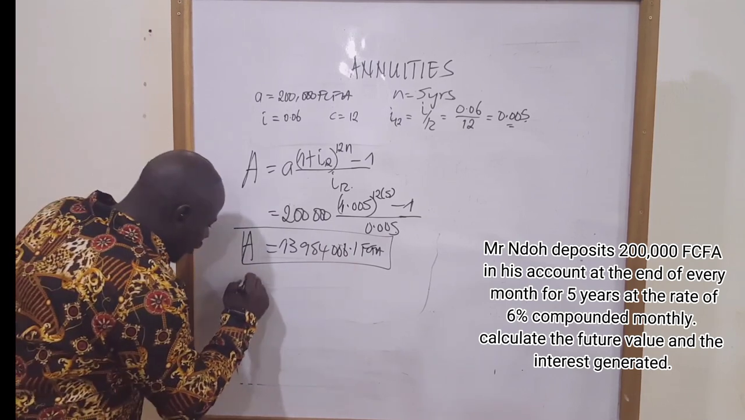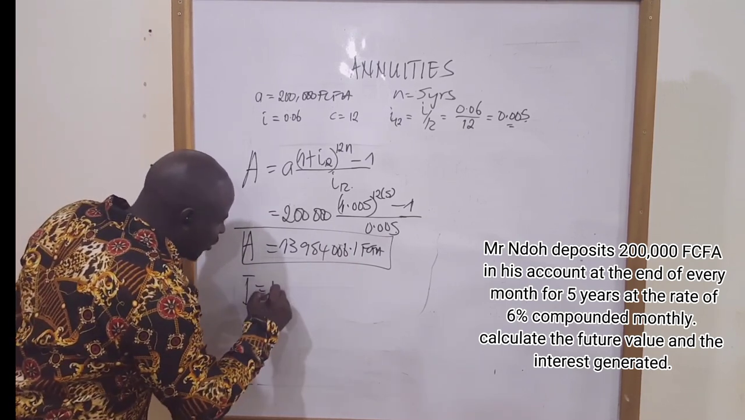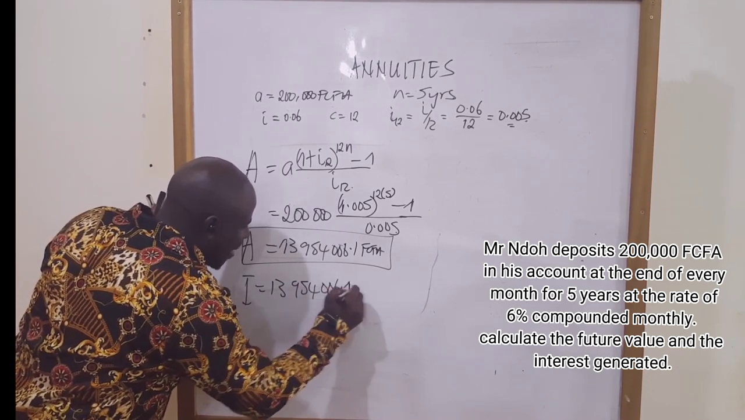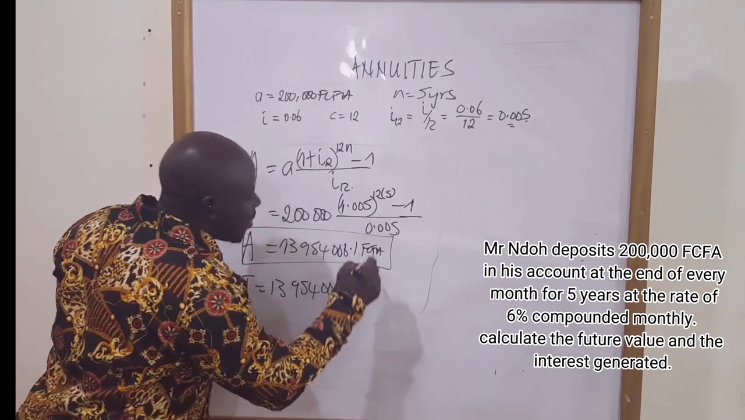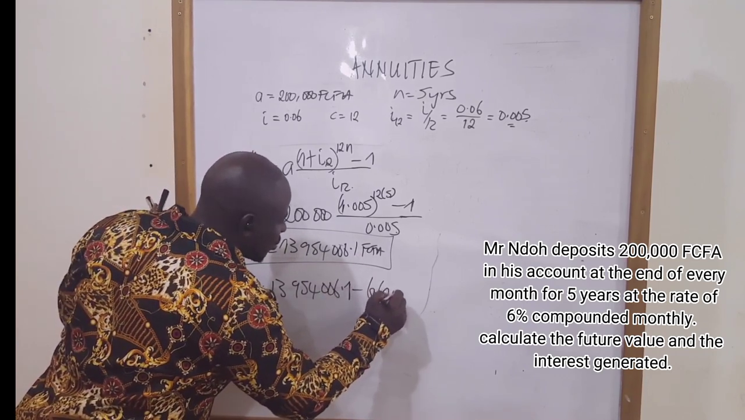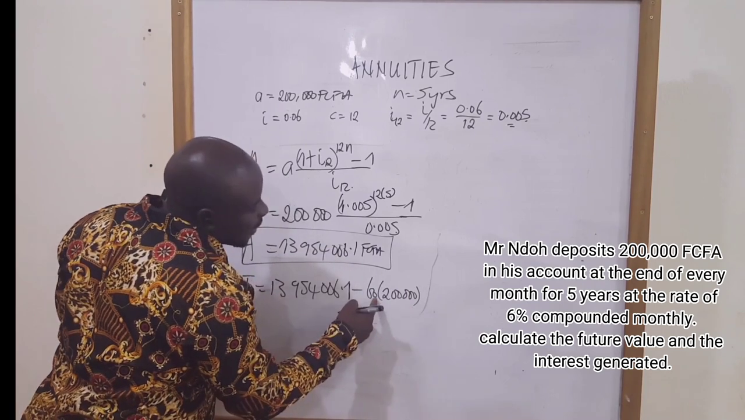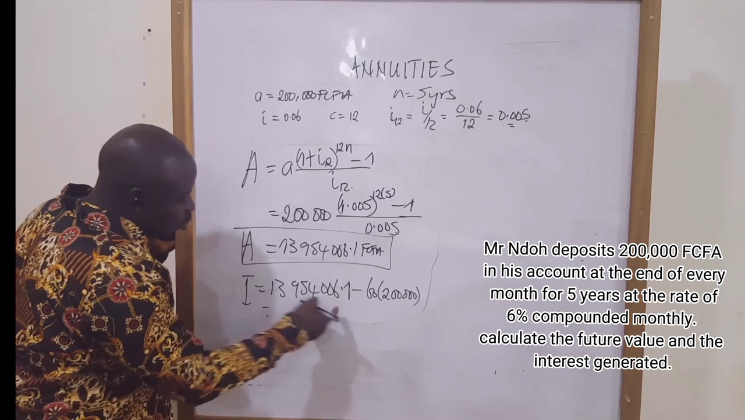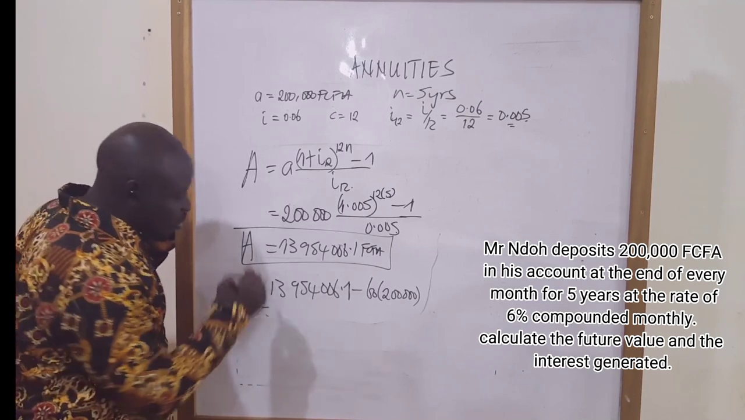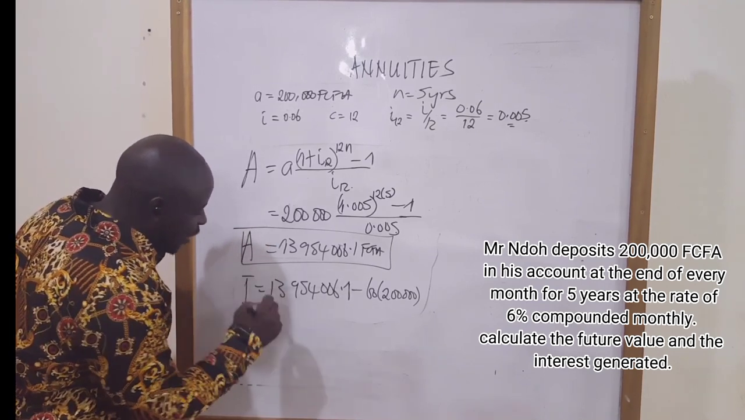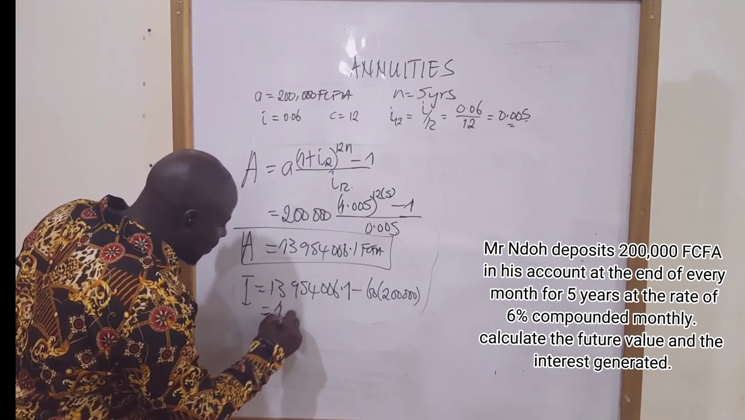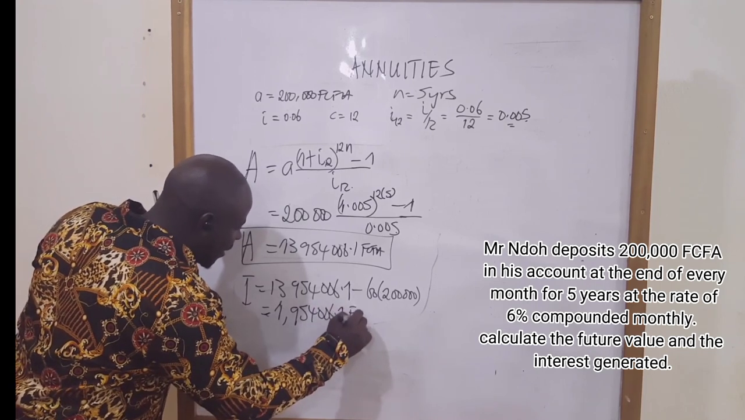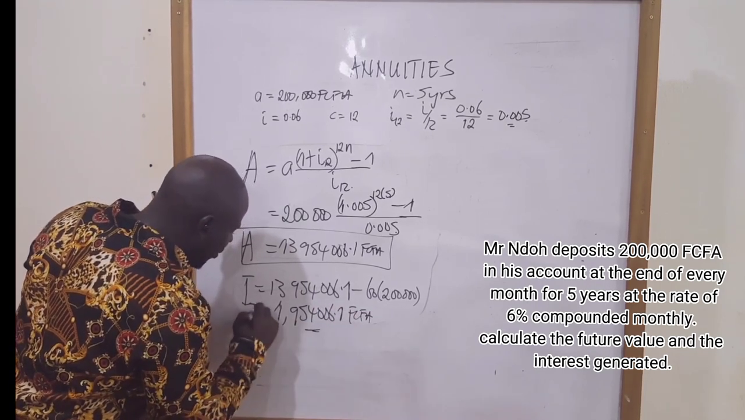Let's look at the total interest generated. The total interest will be the acquired value, which is 30,954,006.1, minus the number of deposits, 60 times 200,000. 60 times 200,000, if I remove this 0 and add it here, becomes 6 times 2 million, which is 12 million. So 12 million from 30,954,006.1, you discover that this person has made a total interest of 18,954,006.1 francs CFA. So that's the total.